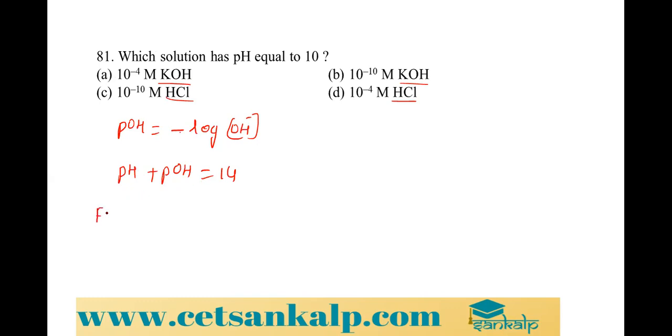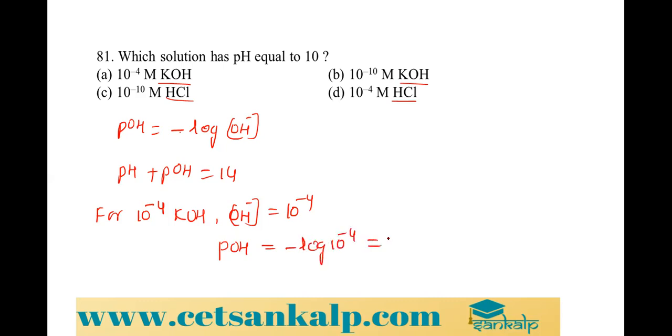Correct. Then for a 10 to the power of minus 4 molar KOH solution, what should the OH minus concentration be? 10 to the power minus 4. So if you apply pOH, that is equal to minus log of 10 to the power minus 4, that is equal to 4. So pOH is coming as 4.